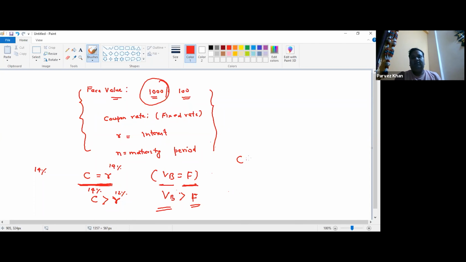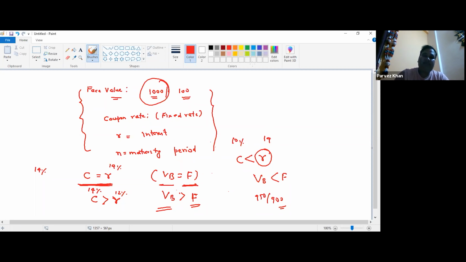Similarly, if discount rate is higher, then the value of the bond will be lesser than the face value. When you get more discount, your value will be less, right? You have to pay a lesser amount, right? So suppose the rate is 14% and the coupon rate is 10%. In this situation, the value of the bond will be lesser than the face value, maybe 950, 900, like that. Is it clear? Any doubt?